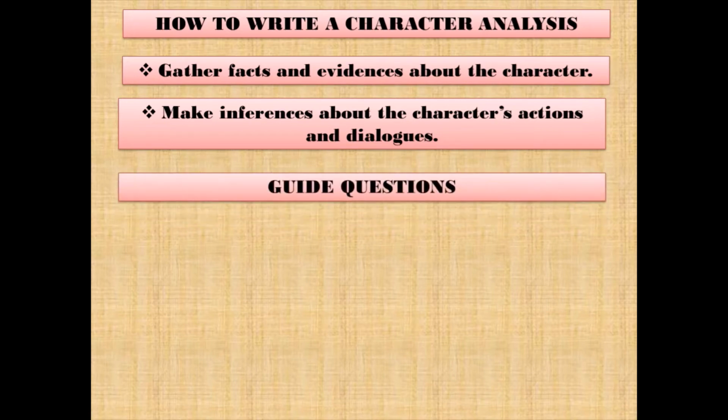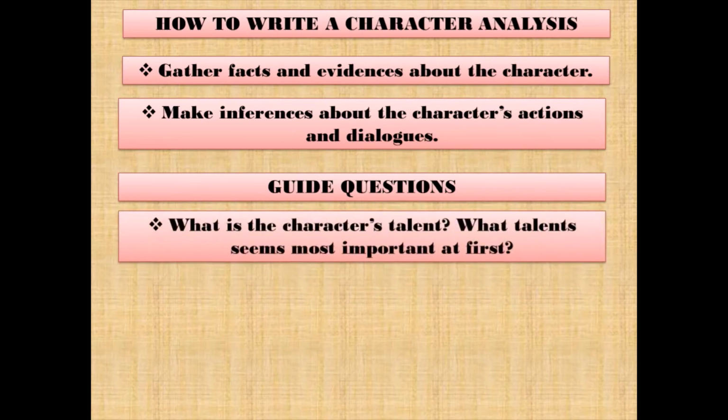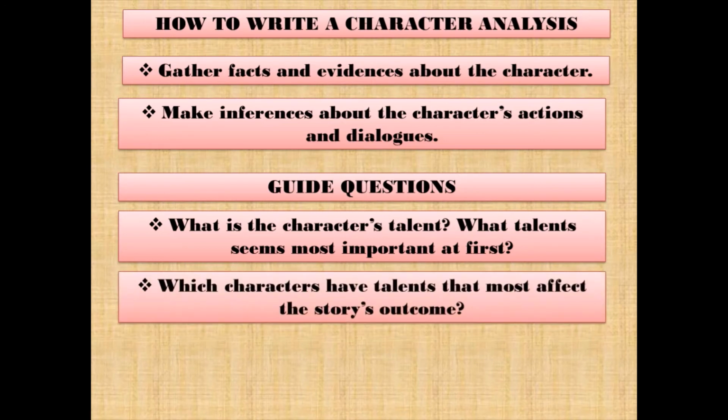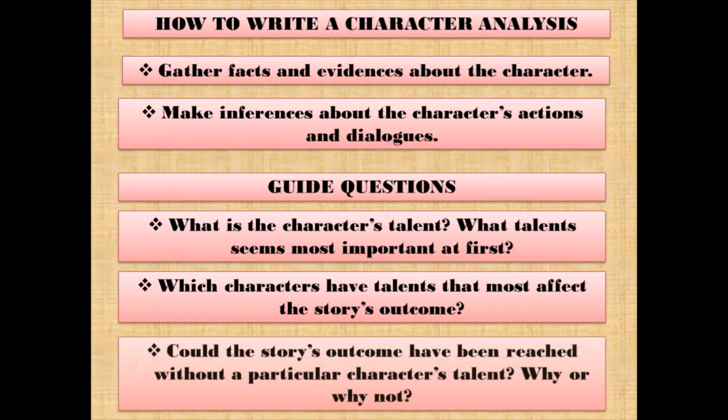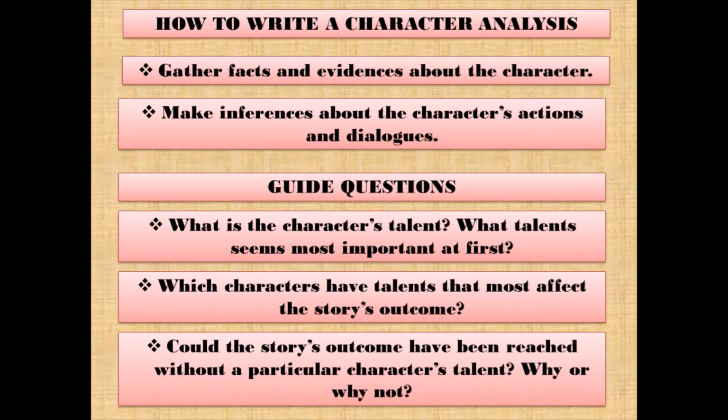Next, we are going to answer the guide questions. Remember, you are going to choose one character coming from the story Six Who Made Their Way in the World. First question is, what is the character's talent? What talent seems most important at first? Next, which characters have talents that most affect the story's outcome? And the last question is, could the story's outcome have been reached without a particular character's talent? Why or why not? I will give an example.